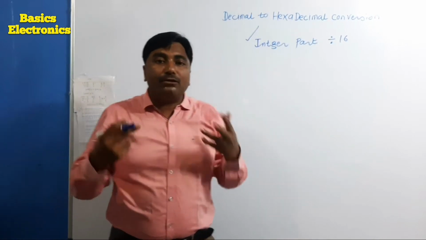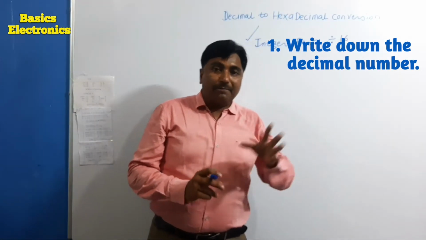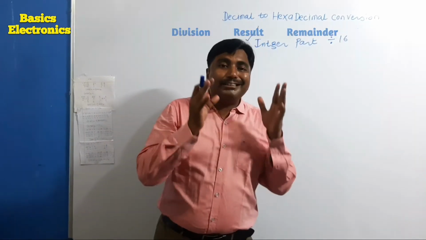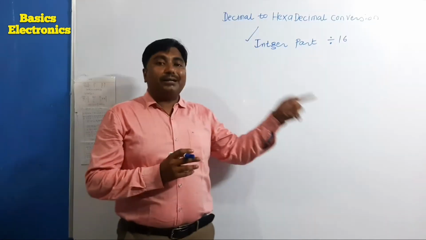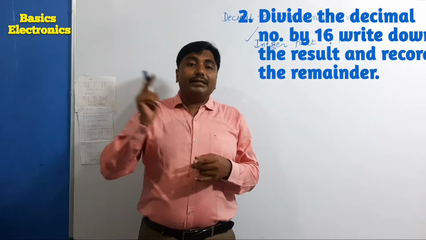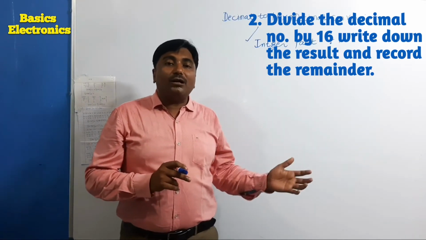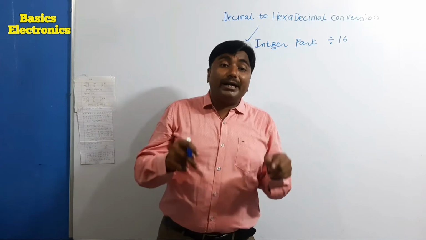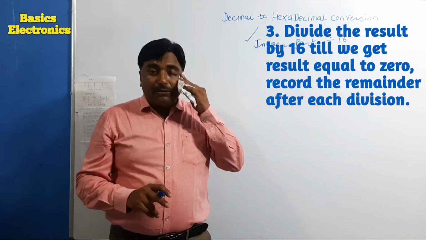First step is we write down the given decimal number. While solving the example, you have to make 3 columns, and these 3 columns are for division, then result, and then remainder. Okay. So first step is to write down the given decimal number. Then we divide the given decimal number by 16. We write down the result and record the remainder here. Now the result we get, we again divide by 16 till the result becomes equal to 0.